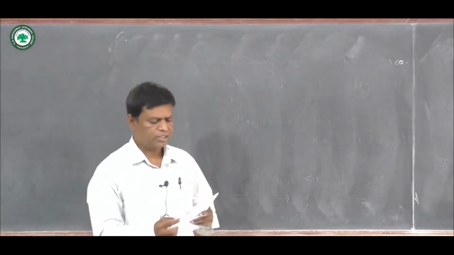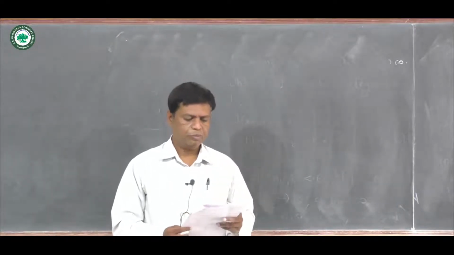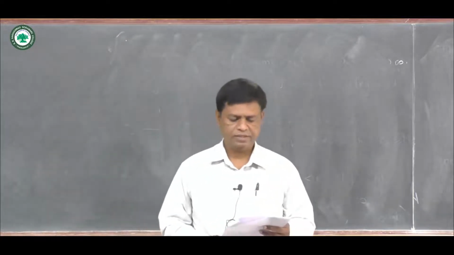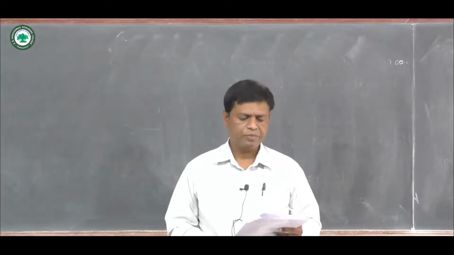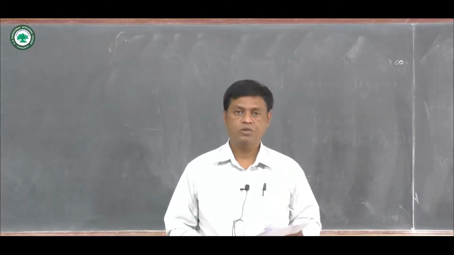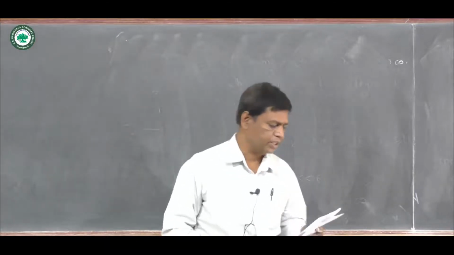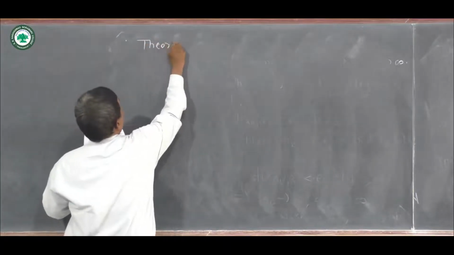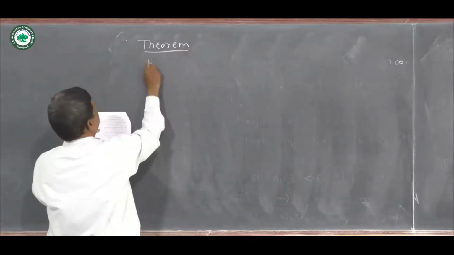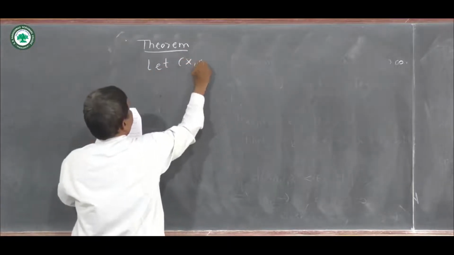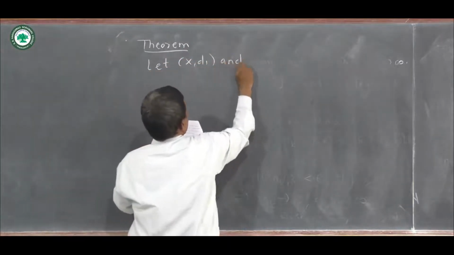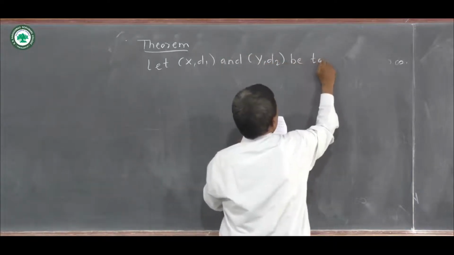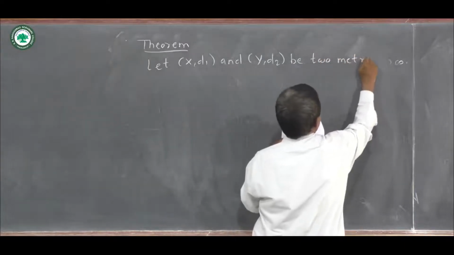In this theorem we are going to see that a sequence in the product metric space is Cauchy if and only if x_n and y_n are Cauchy sequences in X and Y respectively. So the statement of the theorem is this. Theorem: let (X, d1) and (Y, d2) be two metric spaces.